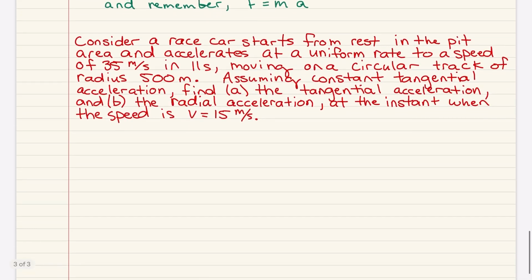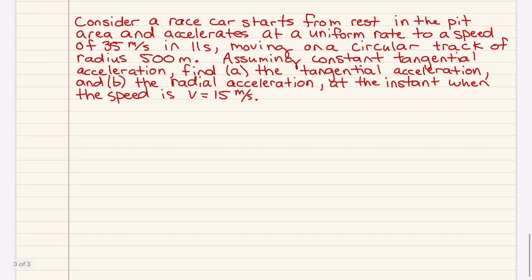All right, let's consider a race car that starts from rest in the pit area and accelerates at a uniform rate to a speed of 35 meters per second in 11 seconds, moving in a circular track of radius 500 meters, assuming constant tangential acceleration. That's beautiful that we get to assume constant tangential acceleration because at some point we can just use the big five kinematics. It wants us to find the tangential acceleration, and find the radial acceleration at the instant when the speed is equal to 15 meters per second.